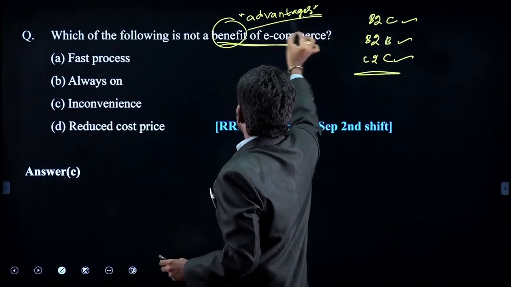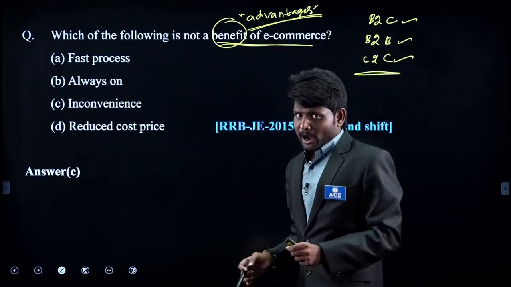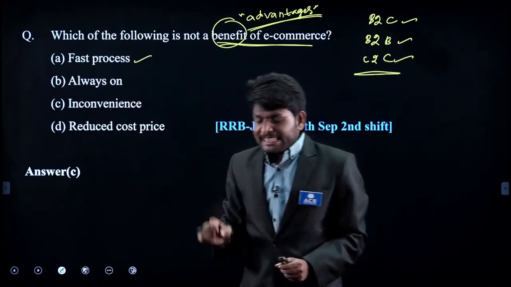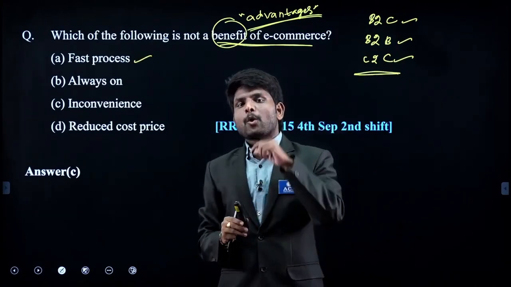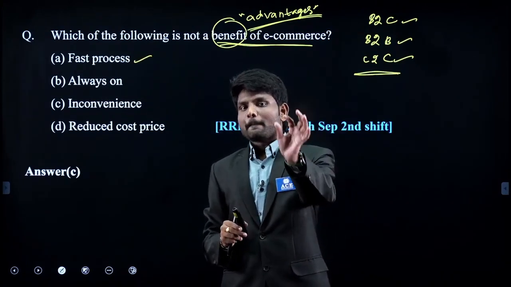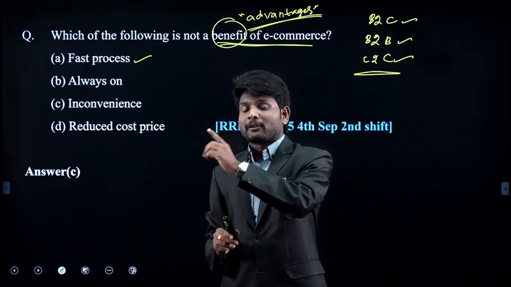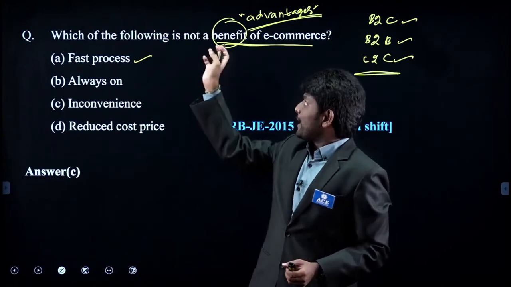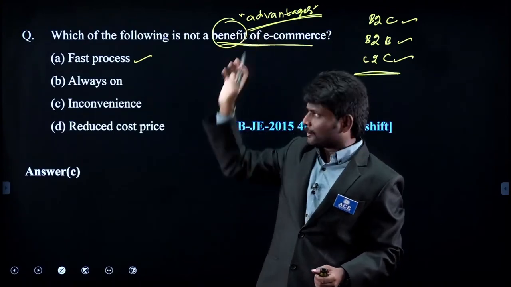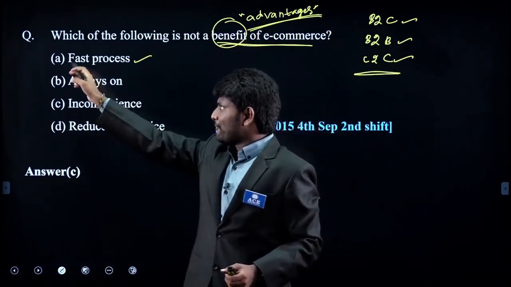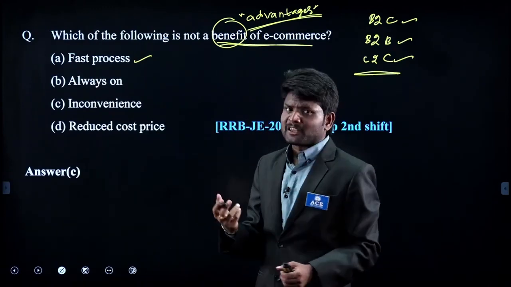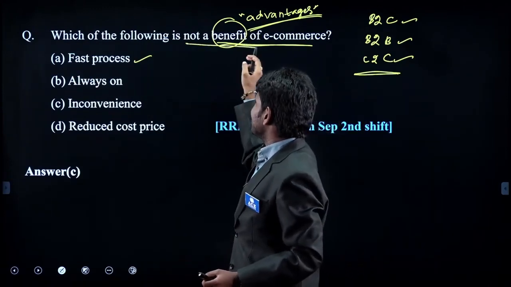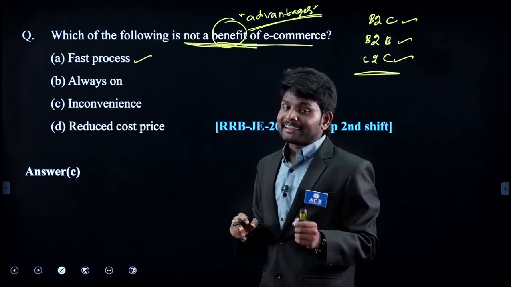Okay? So, let us explore each and every option. Fast process, this is true, because when e-commerce is not involved, you need to go to the store and buy the item and transport it by yourself. So it was a time consuming process. When you involve e-commerce in the purchase process, the process will be faster. So it is a benefit, but they are interested in what is not a benefit.